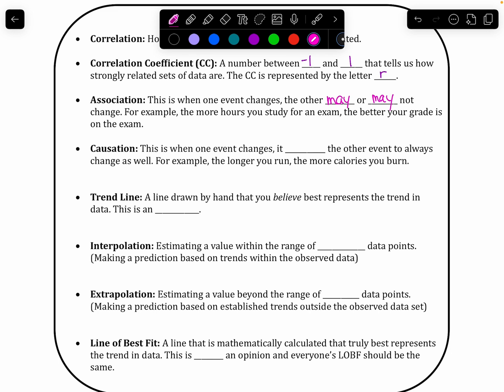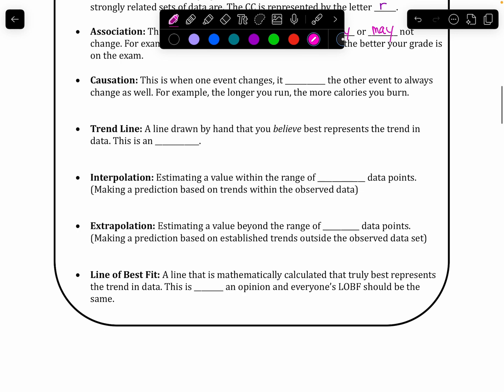I know that some of you have likely had an experience where you studied a lot for a test or quiz, and you didn't do as well as you had hoped. And you know that there are people that never study and can make 100s on things. So is it oftentimes the longer you study, the better you do? Yes. But is it always true? No. So because they are related, but one does not cause the other to happen, we call that an association.